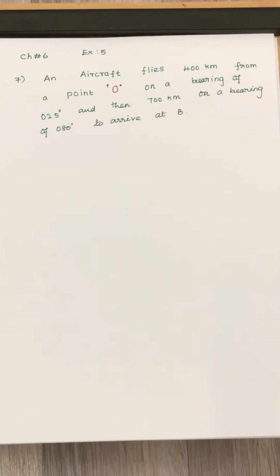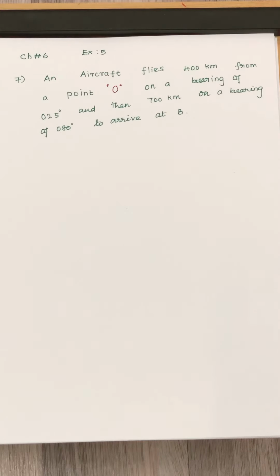Now, question number 7. An aircraft flies 400 kilometers from a point O, the starting point, on a bearing of 25 degrees. Here we have two bearings. Then 700 kilometers on a bearing of 80 degrees to arrive at B. We have two points, starting point O, arriving at point B, and in between two bearings. We are going to draw the diagram first.